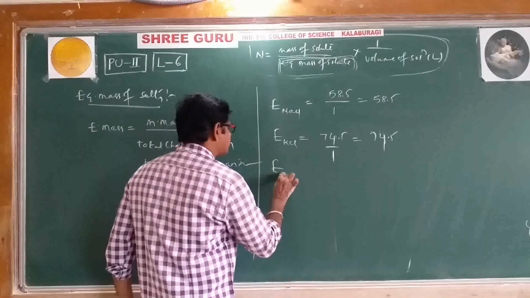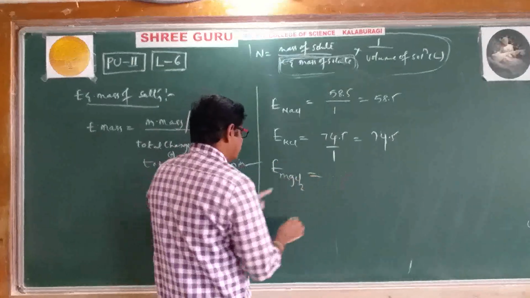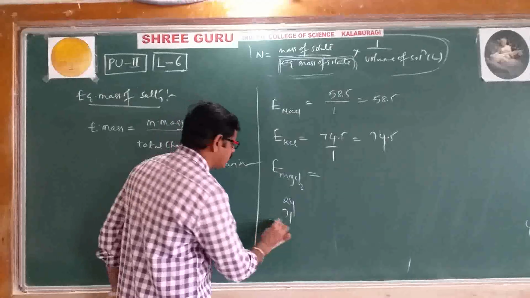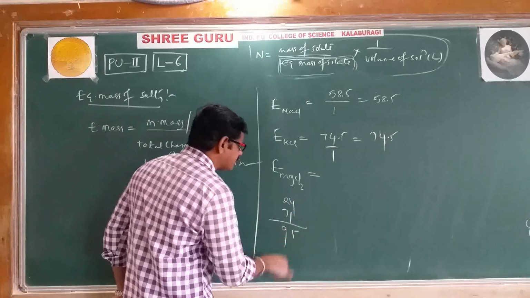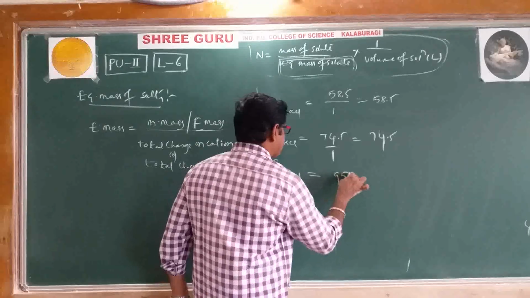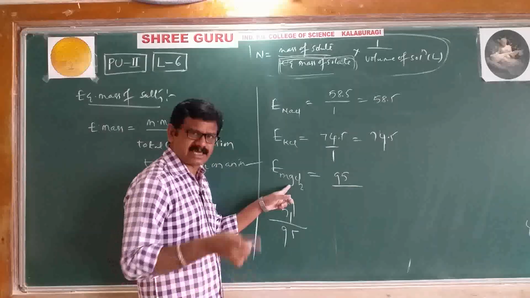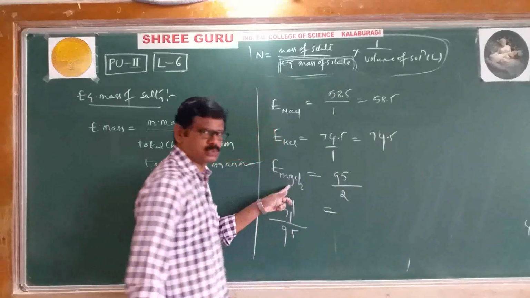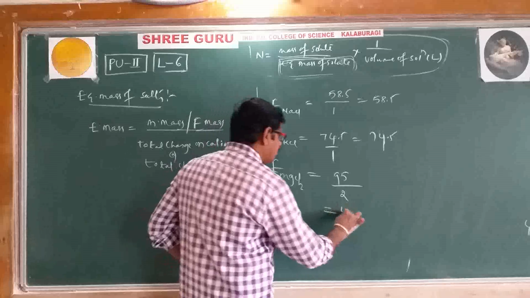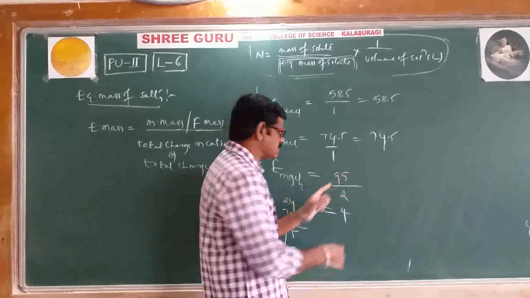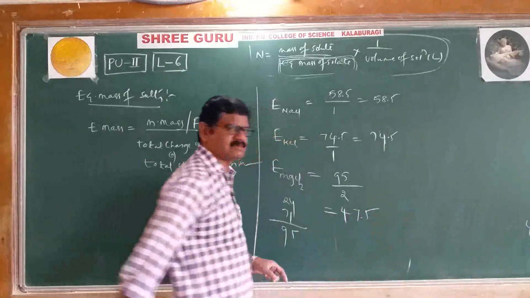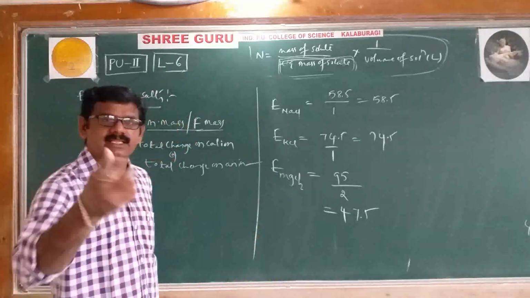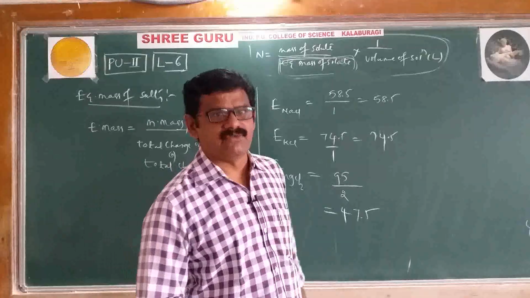And equivalent mass of magnesium chloride: magnesium is 24, 2 chlorines is 71, so 95 divided by total charge on cation or anion. How much? 2. Therefore 95 divided by 2 is about 47.5, that is the equivalent mass. Like that, whatever the compound is given, we can calculate.